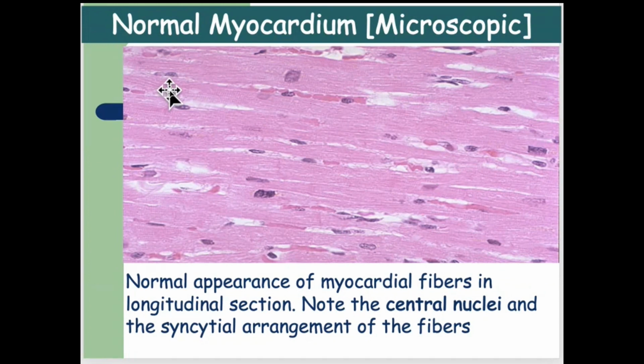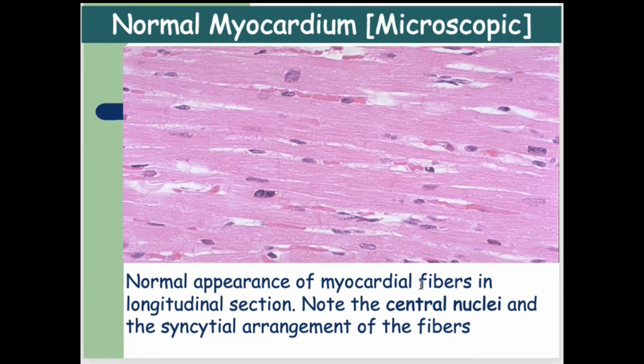So this is the normal microscopy. All these are the longitudinal fibers of the heart. These are the rounded central nuclei. And you don't see the separation. We call it syncytium. Syncytium means they are just combined. You don't see one cell separate from the other. So they have a syncytial arrangement of the fibers.